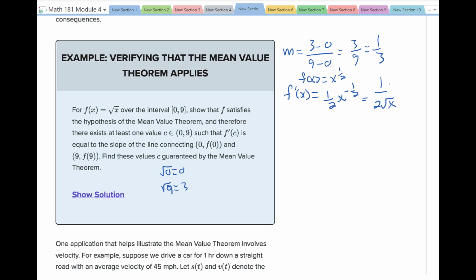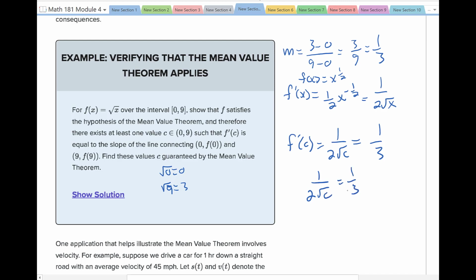Now, what we're after is a c such that f prime at c, which would be 1 over 2 times the square root of c, equals that 1/3. And that c needs to be in the interval from 0 to 9. So let's see if we can find that. We have 1 over 2 times the square root of c equals 1/3, and we can flip both sides. So 2 times the square root of c equals 3. Dividing by 2, the square root of c equals 3 over 2. So c must be 9/4, which is 2.25.